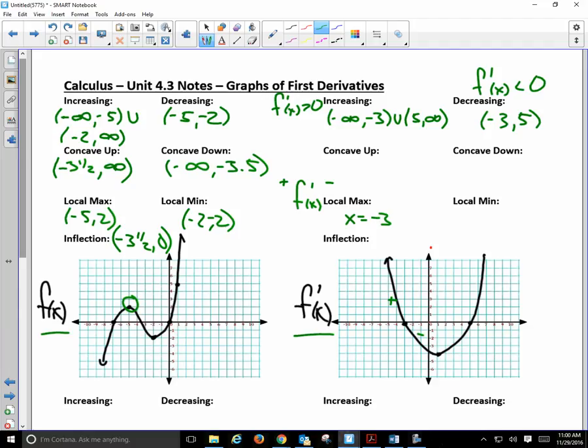The local min occurs where f prime of x changes from negative to positive. That's going to be at 5. Now, concavity and inflection, we do not, yes.